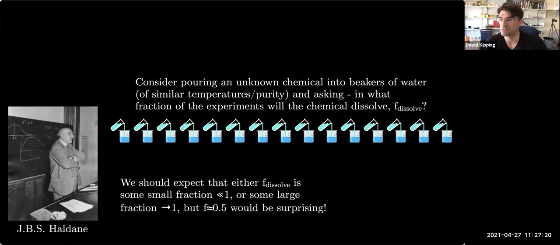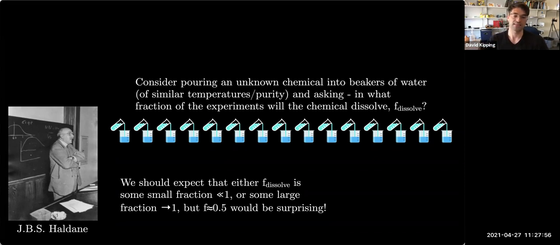We could call that F dissolve, kind of like how in the Drake equation he has FL; we would have F dissolve here. Now, Haldane said that we should really expect that F dissolve is either a very, very small fraction, much, much less than 1, essentially 0, so it will never or hardly ever dissolve. It might have 1 or 2 weirdos in a million experiments, but generally it should be close to 0. Or it will basically always dissolve. But it would be really weird if 50% of the time it dissolved and 50% of the time it didn't. That would be really strange if you saw that, just intuitively.